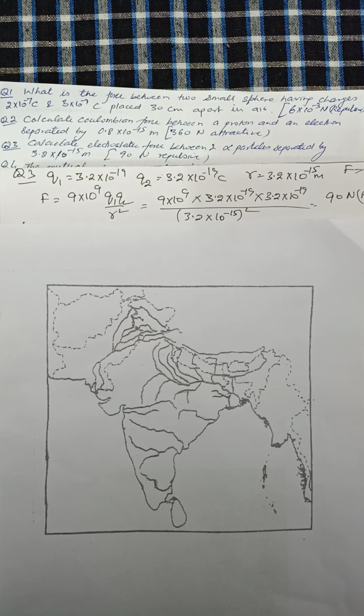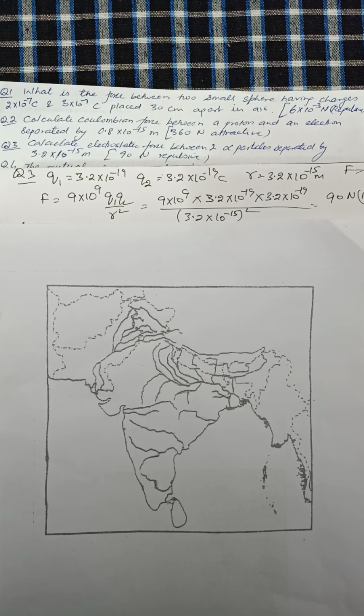Put the formula F equal to 9 × 10⁹ Q1 Q2 by R square. Put the values and solve. It will be 90 Newton. It will be repulsive force because both the positive charges will repel each other.